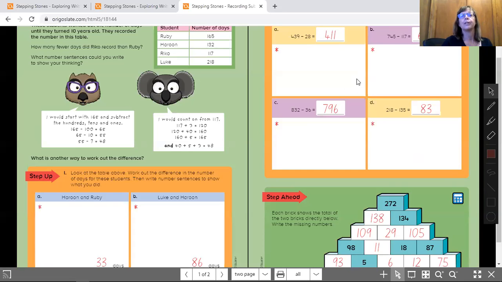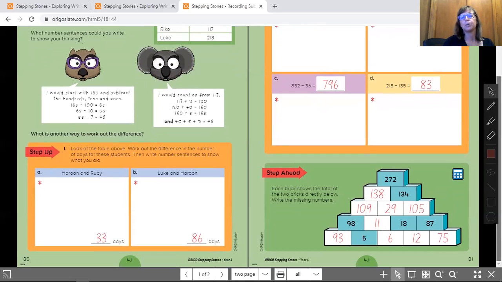There we are. So the answer to 2A is 411, 2B is 628, 2C is 796, and 2D is 83. And then I'll just put these up. This was quite a tricky one, so that you can tick those yourself.